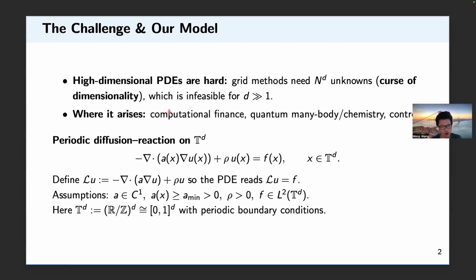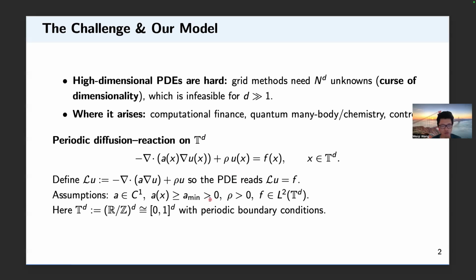Our model solves a diffusion-reaction equation on a periodic box, considering a smooth diffusion coefficient A, which is always greater than zero, and a positive reaction term rho u. Rho is positive, and F is known on the right-hand side. We can write this PDE as Lu equals F. We use this periodic setting as a toy problem to simplify the proof and difficulties.